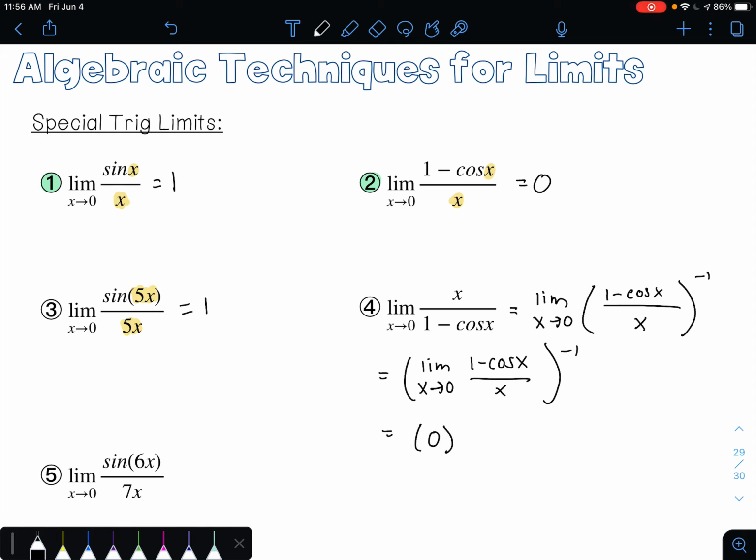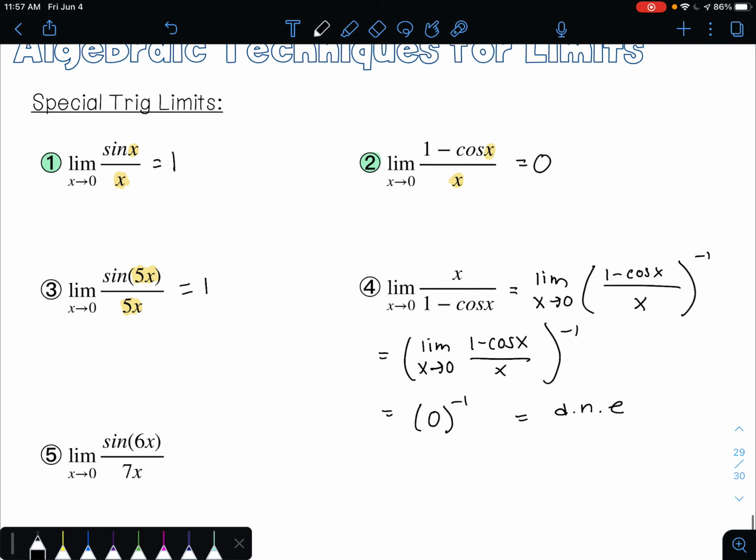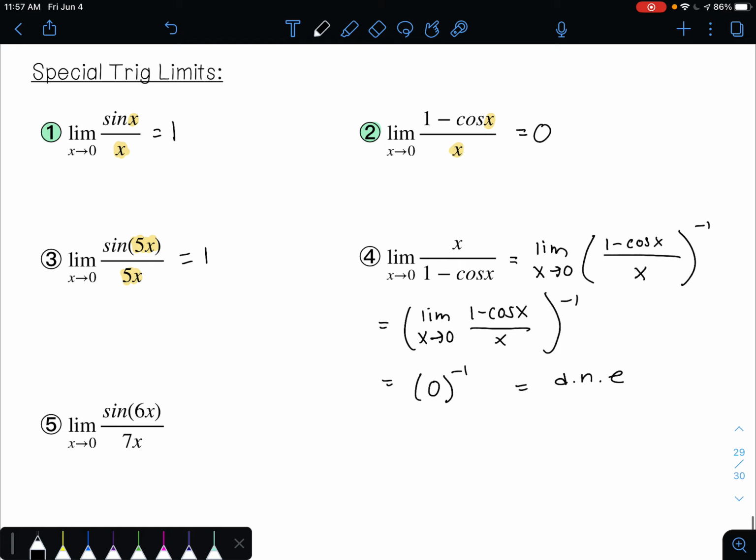We know that the limit as x approaches 0 of 1 minus cosine of x all over x is equal to 0. And if you take the reciprocal of 0, you get 1 over 0, which is undefined. So this limit actually does not exist. The sine function one, you can flip upside down because it's a 1. If you take the reciprocal of 1, you still get 1. But with the cosine special trig limit, the 1 minus cosine of x has to be in the numerator, otherwise it's undefined.